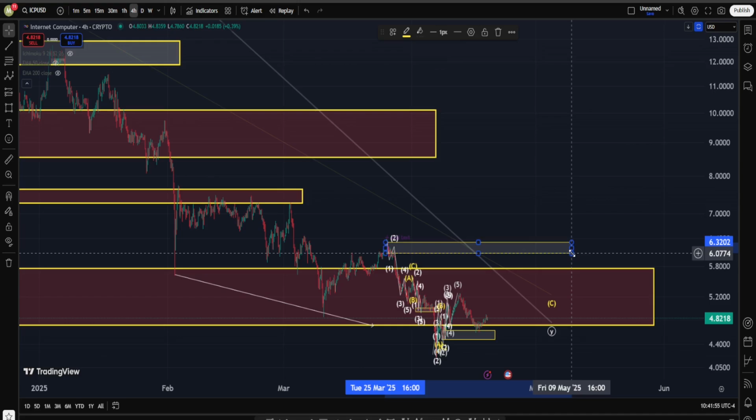And for me, this is actually okay. It's not great, I admit it, but it's not really bad either. A 1 to 2 risk to reward ratio, from my point of view, does kind of make sense.